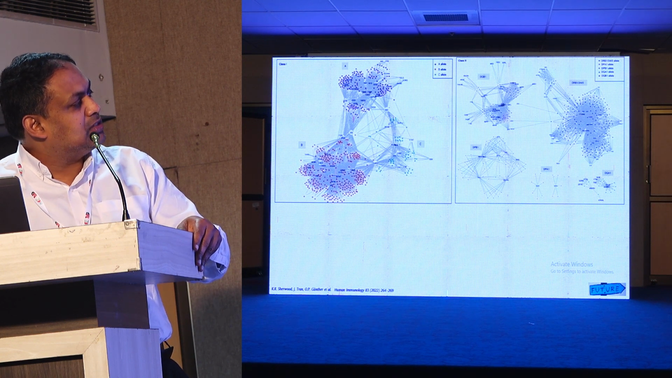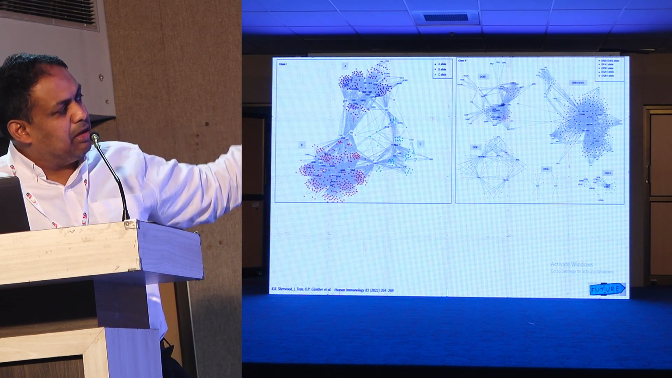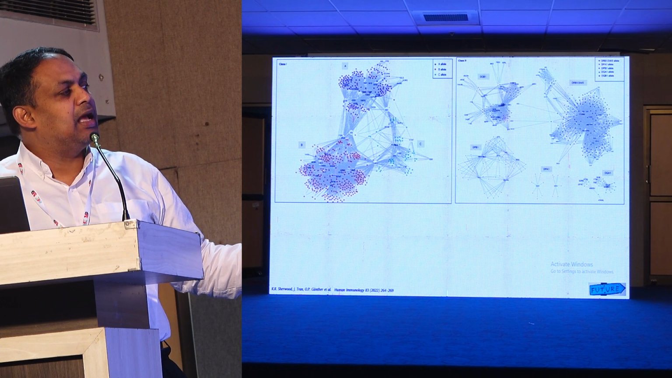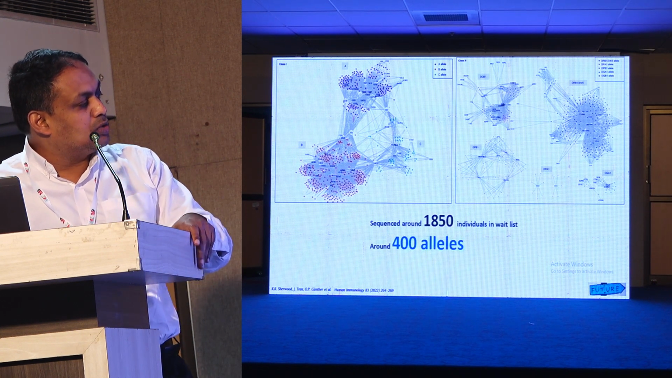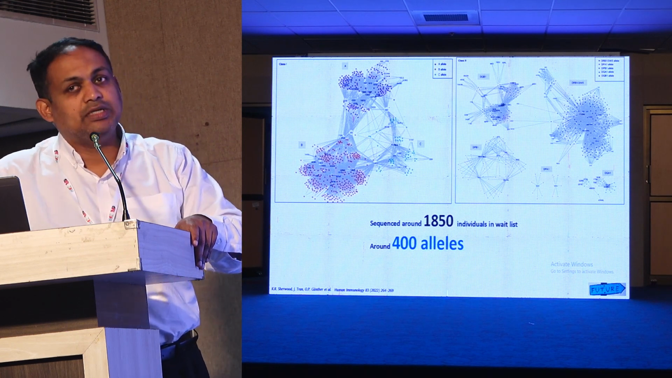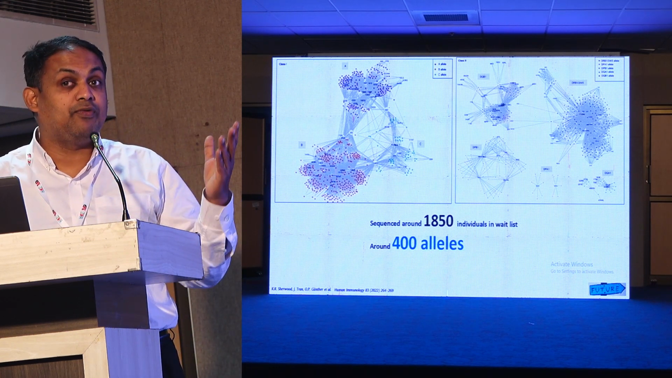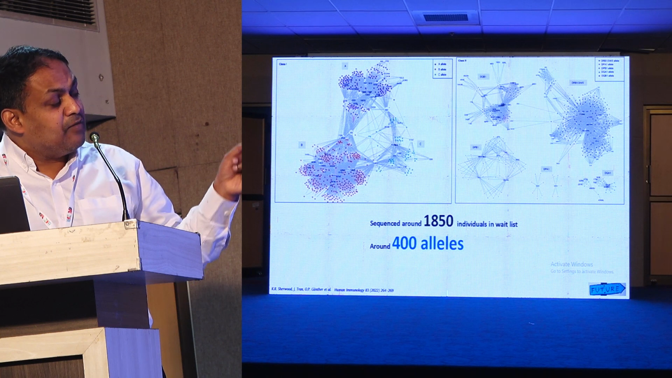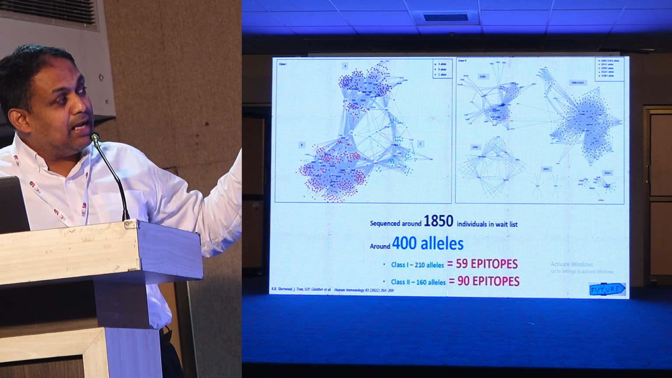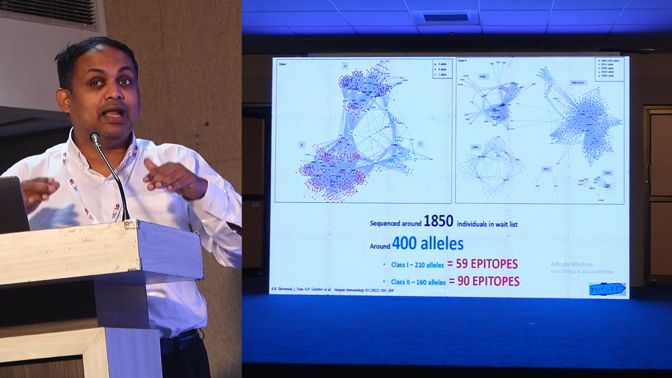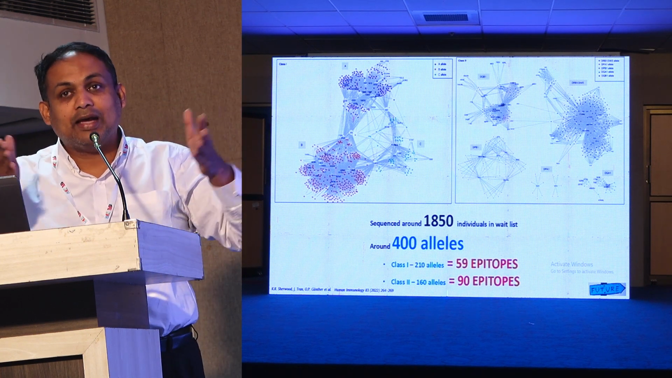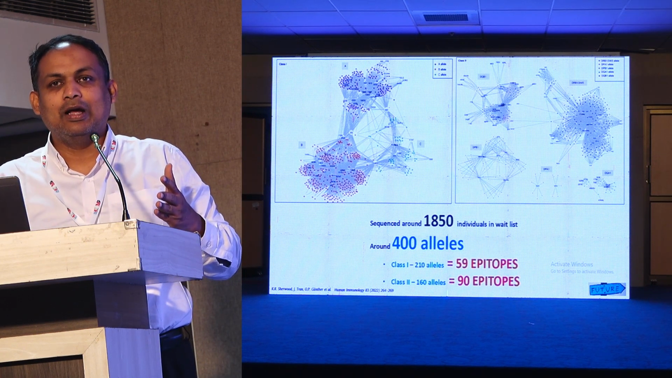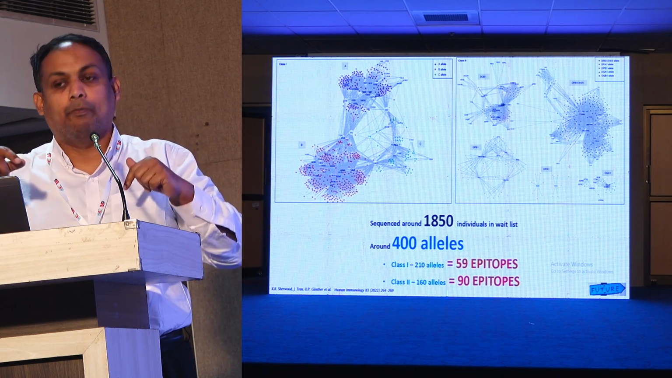So they took a broad-based sampling and did HLA typing of everybody. Almost 2,000 HLA typings were done, and more than 400 alleles were found. But the interesting thing is that once they looked at the epitopes, the number is less. So these 37,000 alleles might be like 200 epitopes. That is where we have a hope.